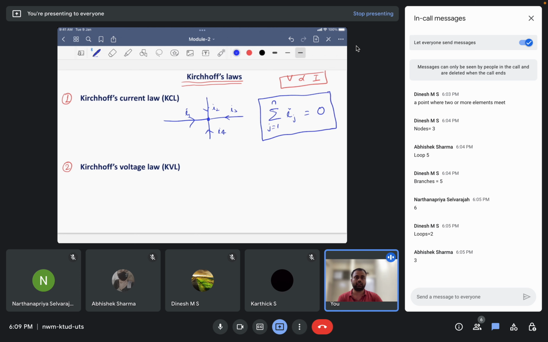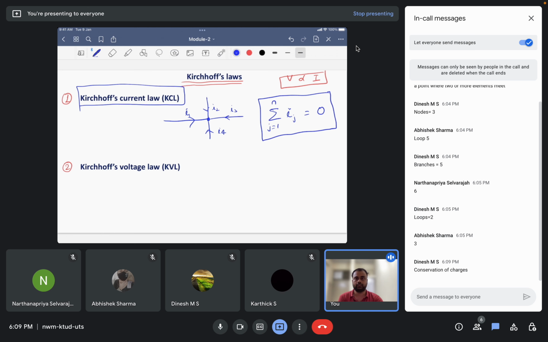Can anyone tell on what principle, which conservation quantity, Kirchhoff's current law signifies? Please write your answer. Yes, Dinesh writes conservation of charge, very good. So Kirchhoff's current law is based on conservation of charge. That is, charge can neither be created nor destroyed, as we followed in our module 1.